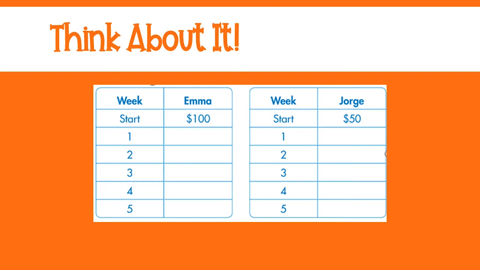So we see a table of sorts. We have weeks, we have an Emma, and we have a Jorge. Looks like there's a start. Looks like there's money involved.